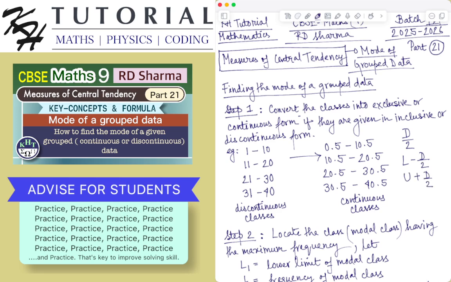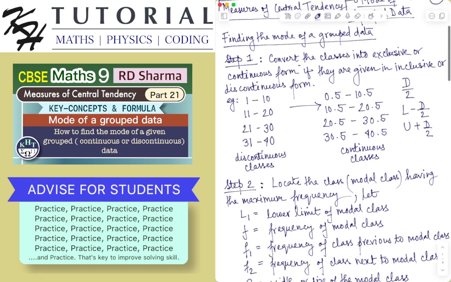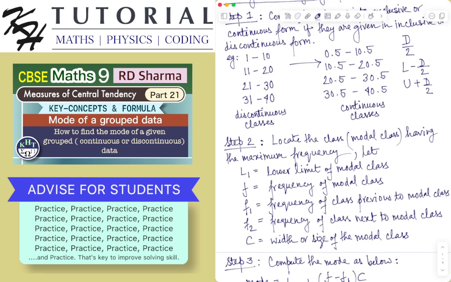In this example, you can see d is equal to 1. So we are subtracting 0.5, that is 1 by 2, from the lower limit of all the classes, and we are adding 0.5 to the upper limit of all the classes. Then the classes will become continuous or exclusive form, where you will see that the upper limit of any class is equal to the lower limit of the next class. So this was step 1.